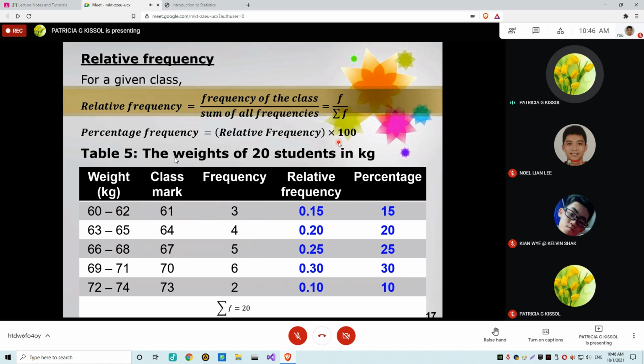So basically what we have are all these values. 3 over 20, you get 0.15. You times 100, you get 15. 4 over 20, you get 0.20. Times 100, you get 20. So notice here, if you add all these values for percentage, 15 plus 20 plus 25 plus 30 plus 10 will give you the value of 100. And relative frequency 0.15 plus 0.20, 0.25, and 0.30, and 0.10 will give you the value of 1.